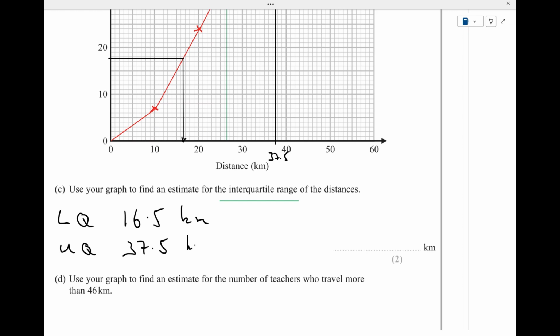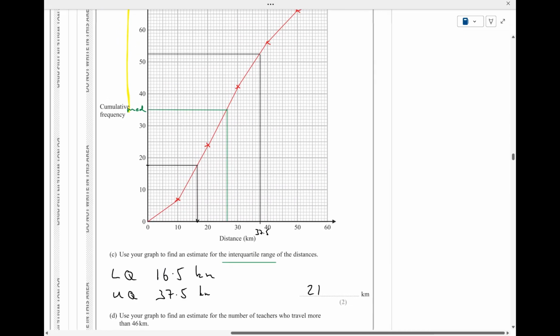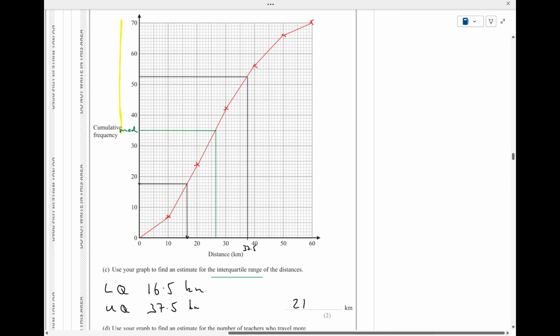So the interquartile range is the difference between those. So I'm going to do 37.5 minus 16.5 gives me an answer of 21. Okay, now in the mark scheme, it says anything from 18 to 22 is fine, as long as you've used your graph correctly. Right, next.